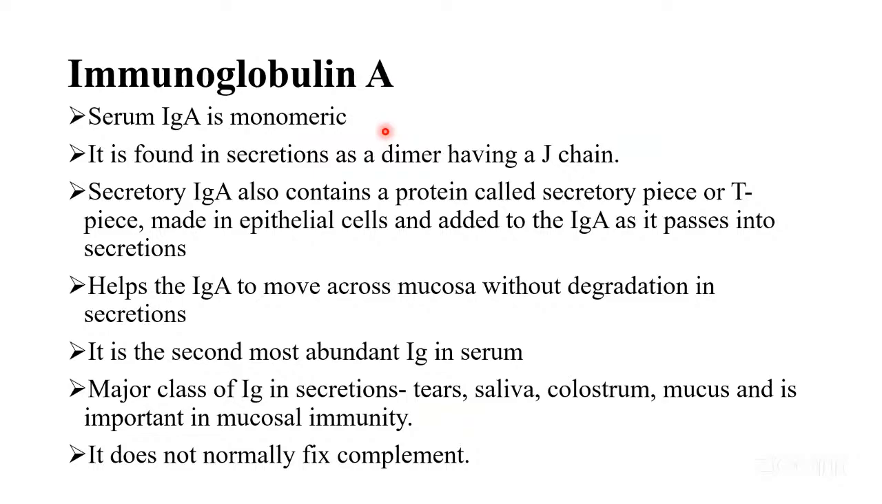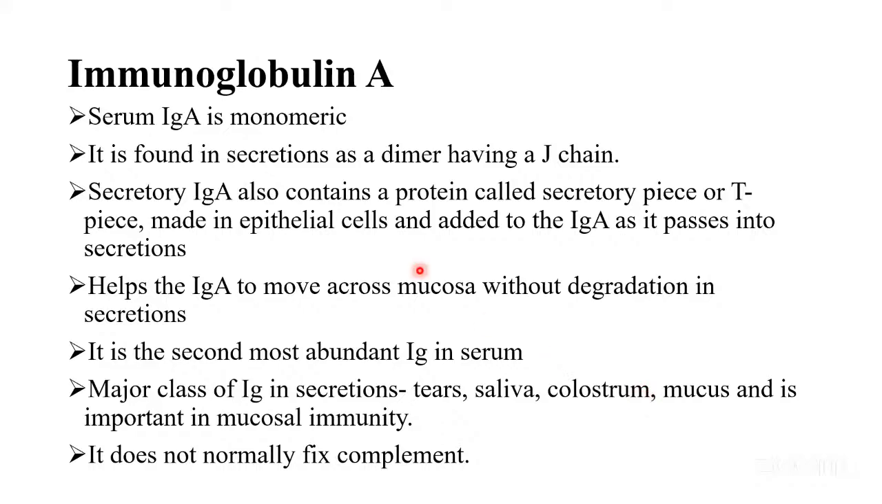If you look at immunoglobulin A, you just think of the mucous membranes. So IgA is a monomer, and it is found in secretions as a dimer having a J chain, of course, linking it together. And then it contains a protein called the secretory piece, or SP, that's made in epithelial cells and added to the IgA as it passes through into the secretions.